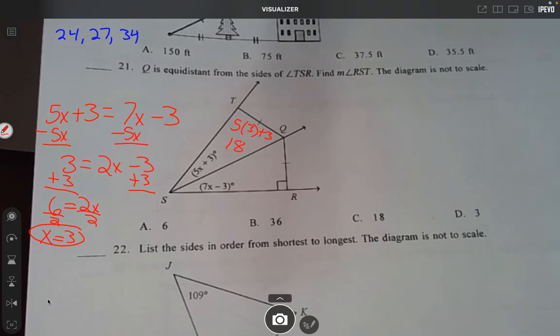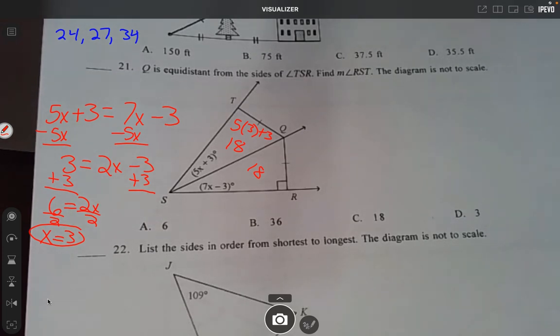18. Is it asking me for just that side, or is it asking me for the whole thing? Listen again. Is it asking for just this side or the whole thing? RST is the whole thing. So if this one's 18, what's this one? 18. So what is the whole thing? 36. Okay.